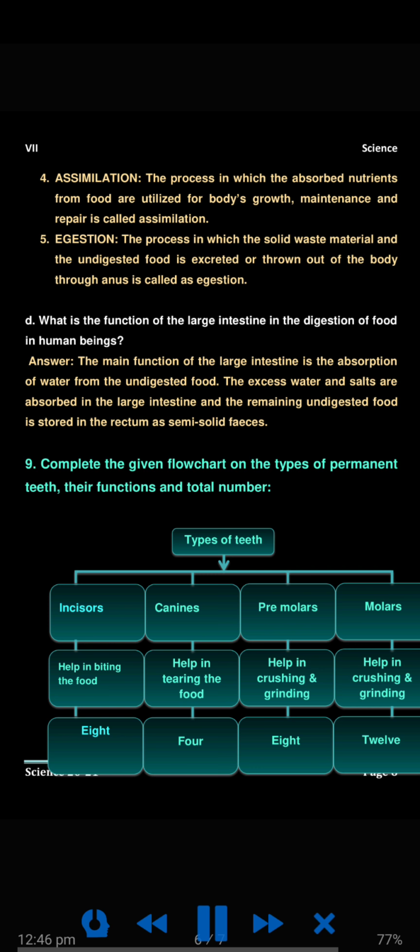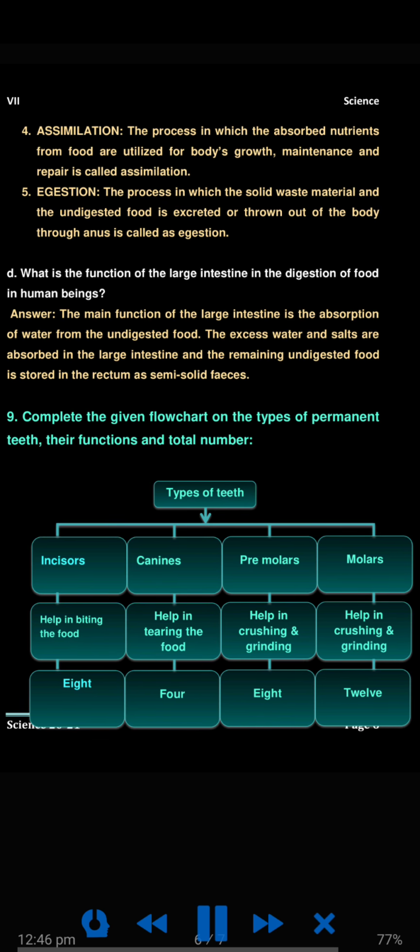4. Assimilation: the process in which the absorbed nutrients from food are utilized for the body's growth, maintenance and repair is called assimilation. 5.